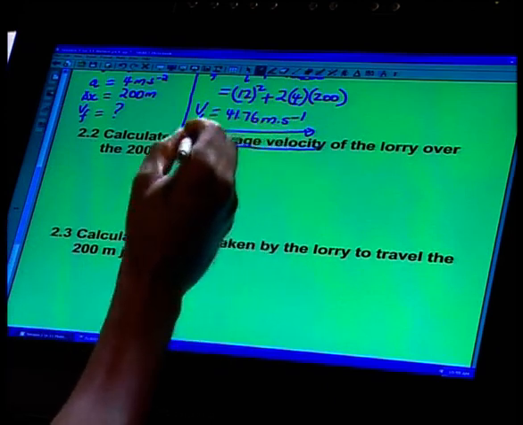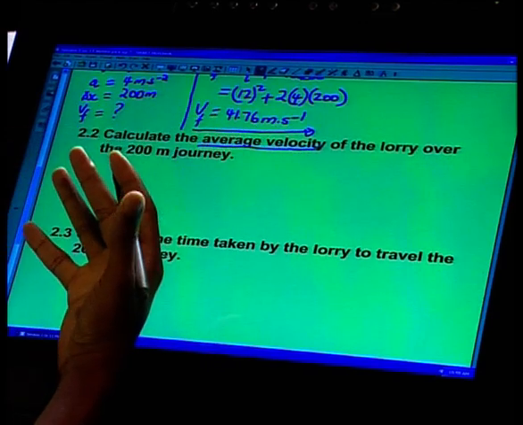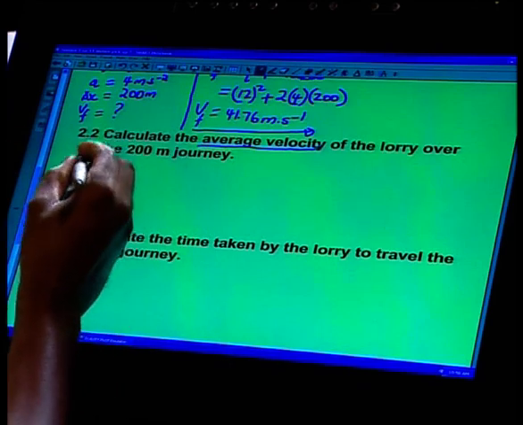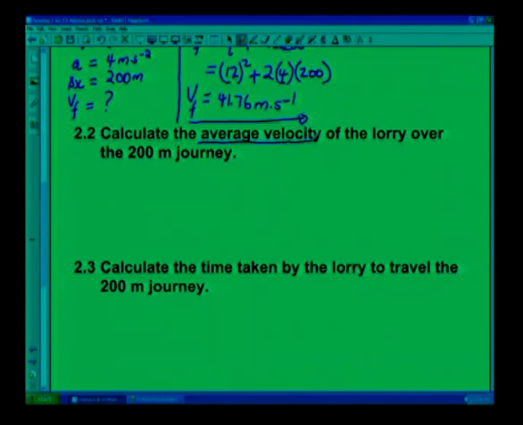Average, when we have to get an average of something, we add them and divide by the number of quantities that we have. In this case, we've got initial velocity and final velocity. So we can say that the average velocity would be V final plus V initial, and then we're talking about 2 of them, so we'll be dividing by 2.